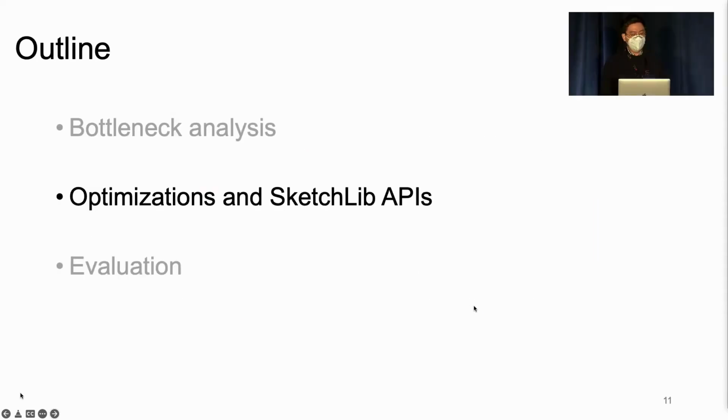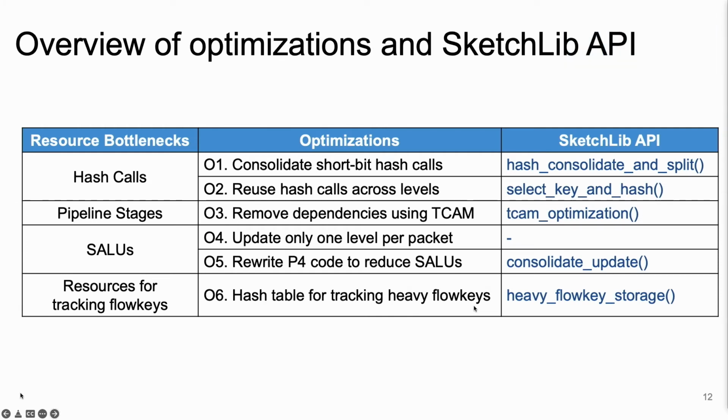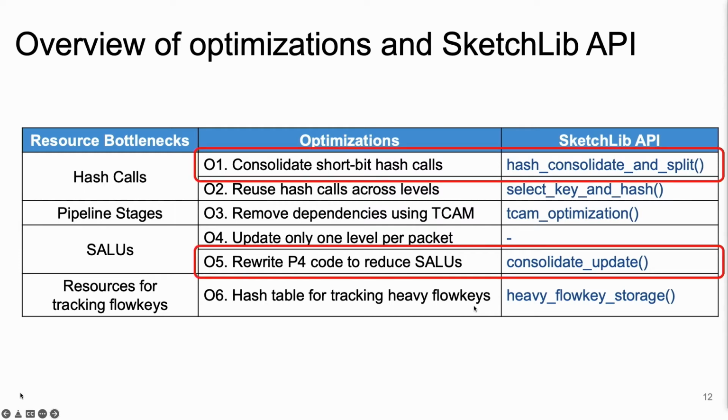So let's take a look at optimizations and SketchLib APIs. This is an overview of our optimizations and SketchLib APIs. We identified 4 resource bottlenecks, and we have optimizations for each bottleneck, and also corresponding SketchLib API calls. For optimization 4, we don't have a SketchLib API call because it is optimizing the sketching algorithm itself. And for this talk, we are going to look at 2 optimizations, O1 and O5.